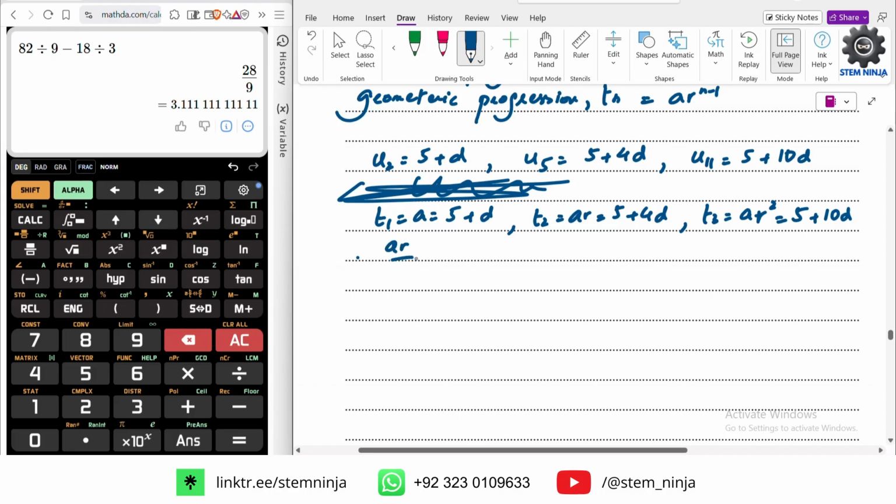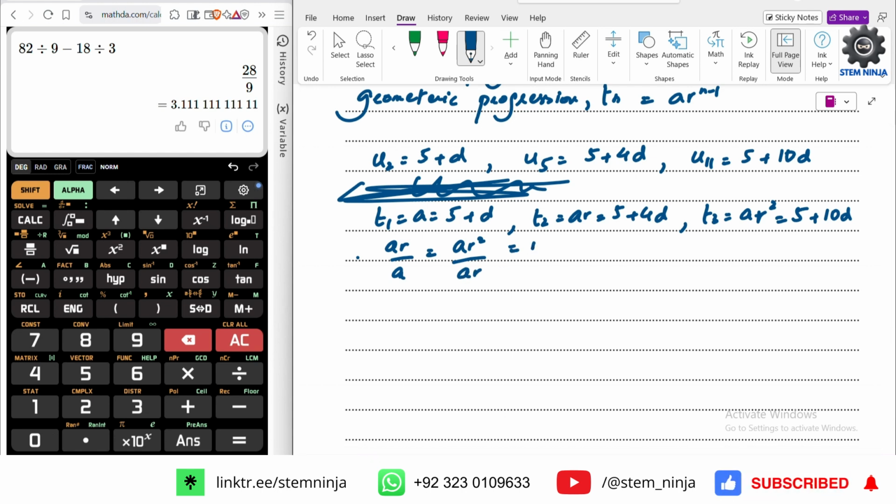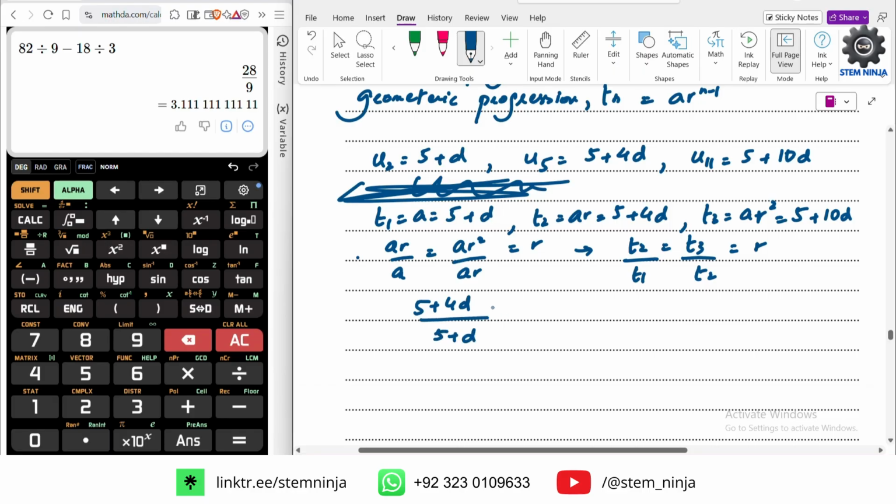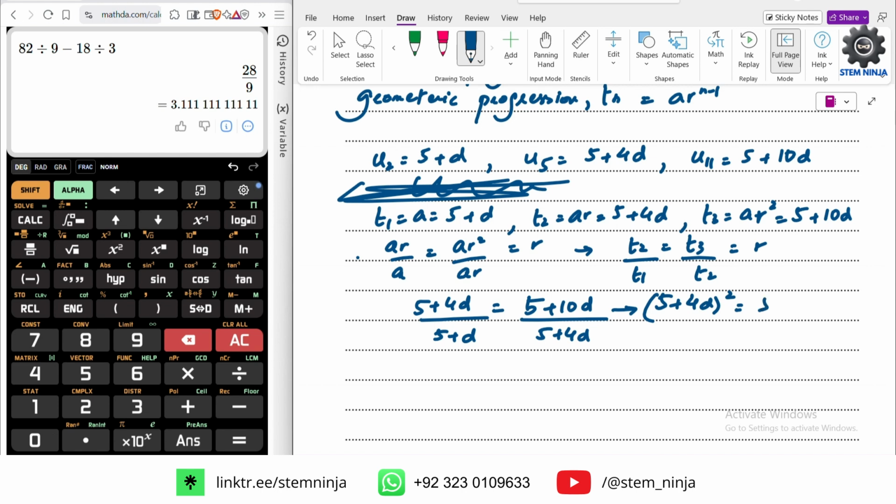So we know for a geometric progression, ar squared over ar equals r. That means the second term over the first term equals the third term over the second term, which is also equal to r. So that's what we have to do over here. (5 plus 4d) over (5 plus d) equals (5 plus 10d) over (5 plus 4d). This transforms into (5 plus 4d) whole squared equals (5 plus d)(5 plus 10d).